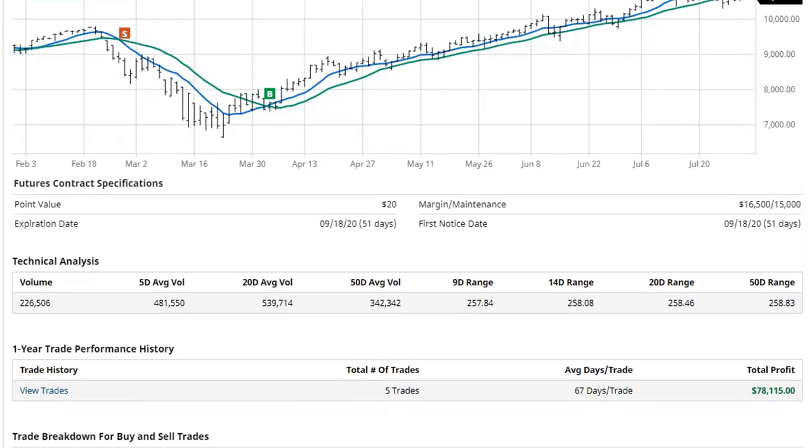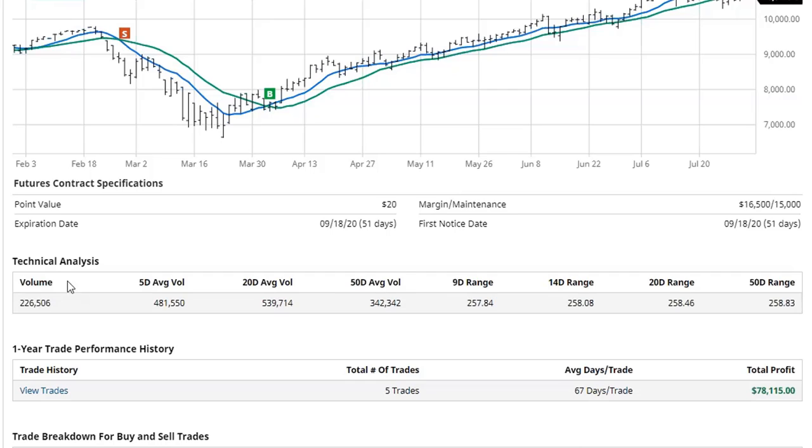On this main page here, we do have some basic information: our contract specs, our point values, our days to expiration, our days to our first notice day, and our margin. Now we're going to look at first notice day. That's going to be something critical we're going to look at in a moment, and so I want to just point out where it is.